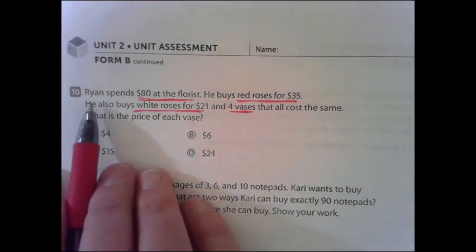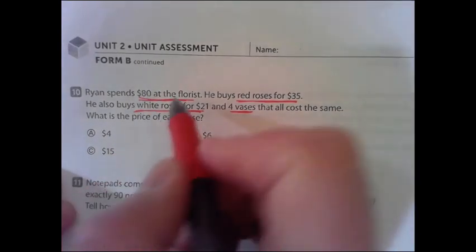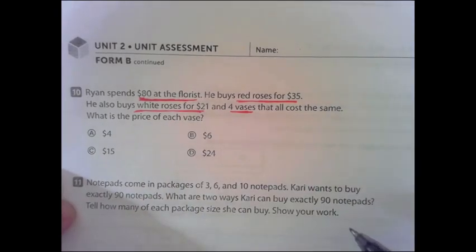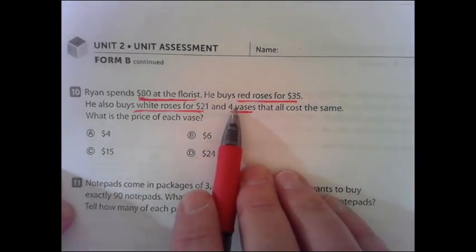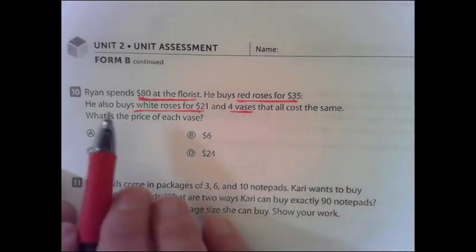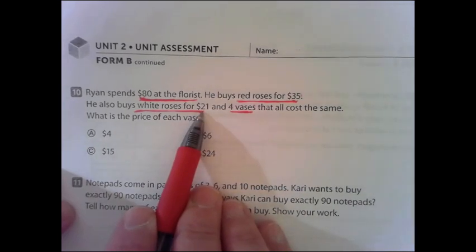All right, let's look at number 10. So Ryan spends $80 total at the florist. I underlined that already. So he spends $80 in all at the florist. Then he buys some roses. He buys red roses for $35, and he also buys white roses for $21.